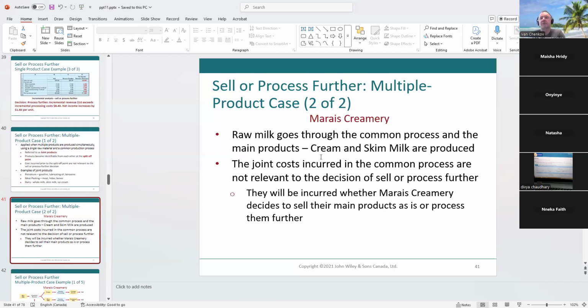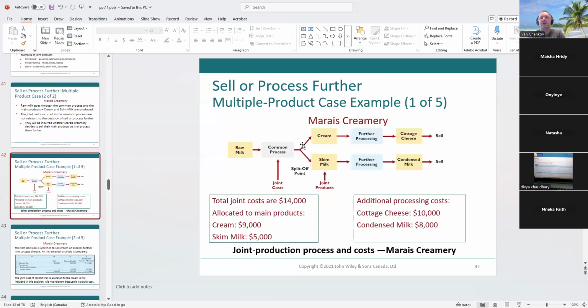Joint cost happens in the common process, which already happened, but again, we're saying those are not relevant. In the chart here, we see raw milk in the common process, which has a joint cost. Again, up to this point, all the costs are irrelevant. We don't consider those. We only consider the cost after.